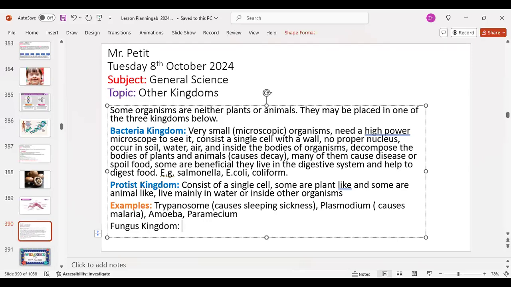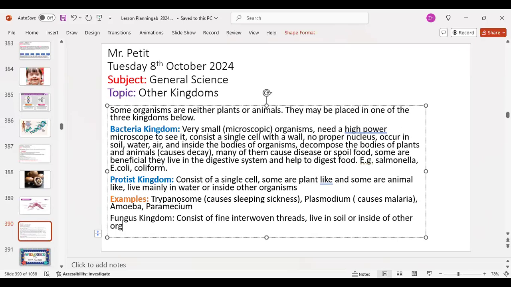So they consist of fine interwoven threads. They live in the soil or inside of other organisms, especially plants. They reproduce rapidly. So like the mushrooms would be growing in the tree then.